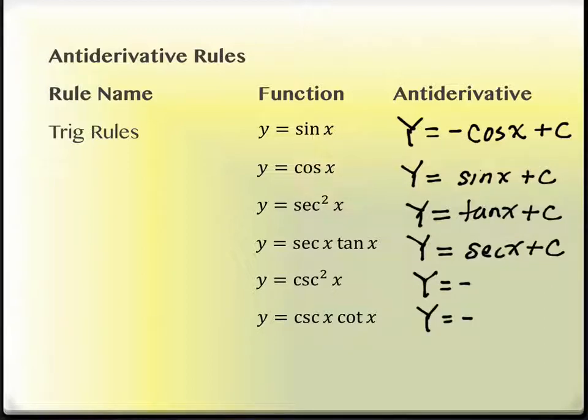What's the antiderivative of cosecant squared? That would be the negative of the cotangent, right? Make sure you got your plus c's and everything. And then the antiderivative of cosecant cotangent. That's negative cosecant, plus c. All right, is that good for everybody?